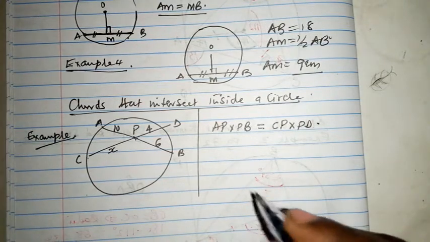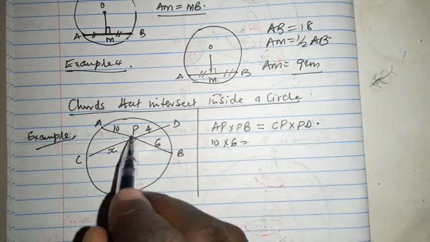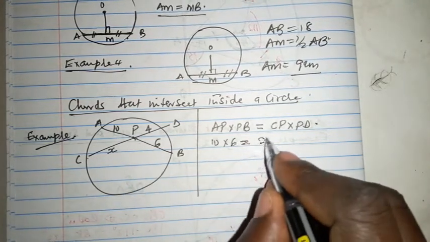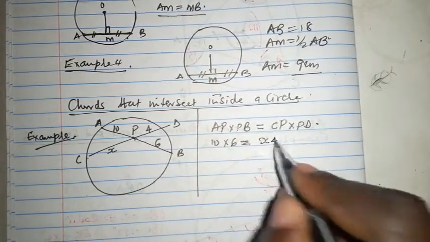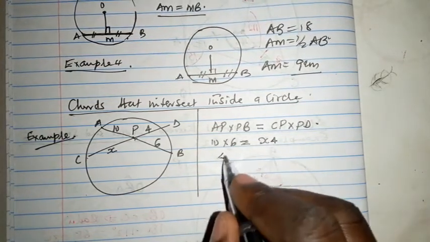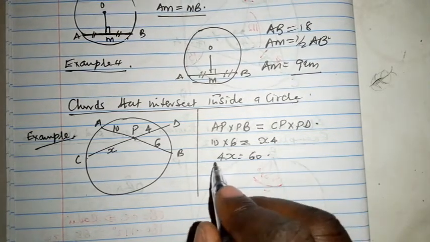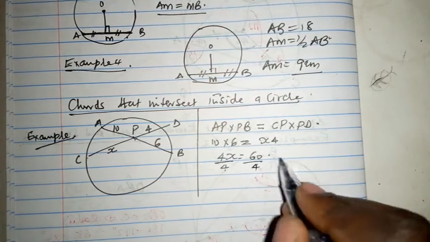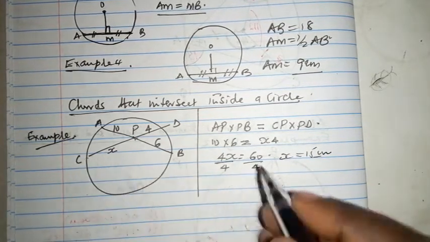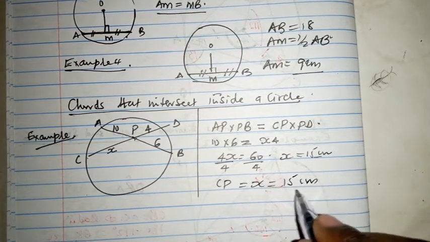Internally intersecting chords. What is AP? 10 times 6 is equal to CP, x, times 4, or rather 4x. So if we rearrange this, we are going to find that 4x is equal to 60. If 4x is equal to 60, what is x? Divide by 4, divide by 4. X is 15 centimeters. So in other words, CP, which is x, is actually 15 centimeters.